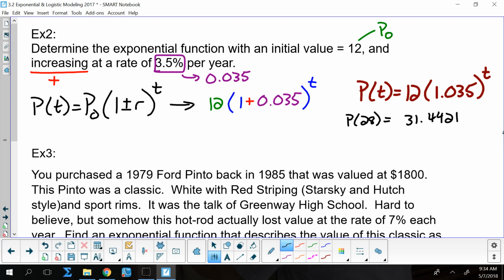Example number 3. So let's say you are rocking it back in the 80s and 90s, and you're cruising through the mean streets of Duluth, Minnesota in a 1979 Ford Pinto. Now, what's wrong with the Pinto? Anybody remember what was wrong with the Pinto? The gas tank. Where was it?